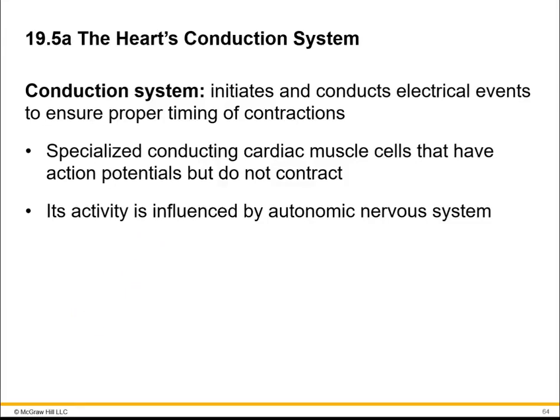All right, now let's shift our focus to the heart's conduction system. So the conduction system is going to initiate and conduct the electrical events of the heart to ensure that the chambers of the heart contract at the correct time. It's composed of these specialized cardiomyocytes, or cardiac muscle cells, that have lost the ability to contract, but they can still propagate action potentials. The activity of the heart's conduction system is going to be influenced by the autonomic nervous system. So that's going to be your sympathetic and parasympathetic nervous systems.